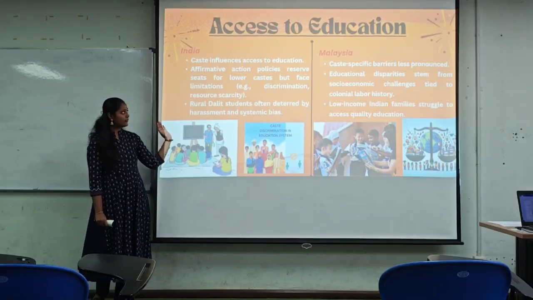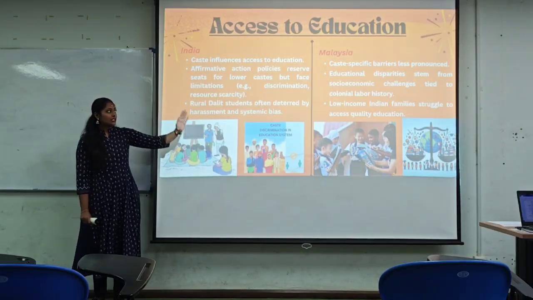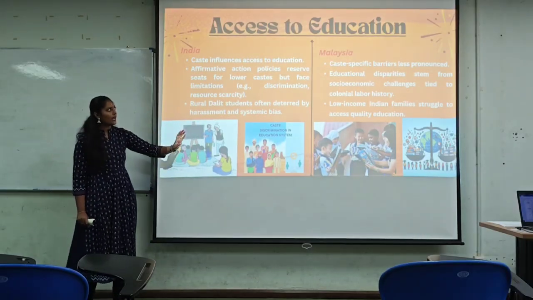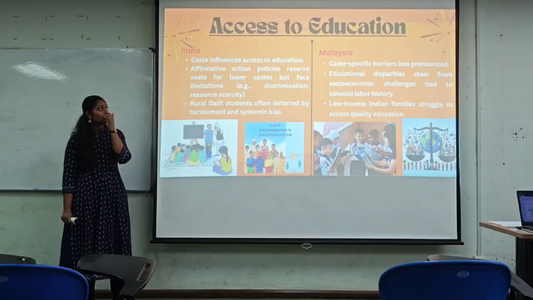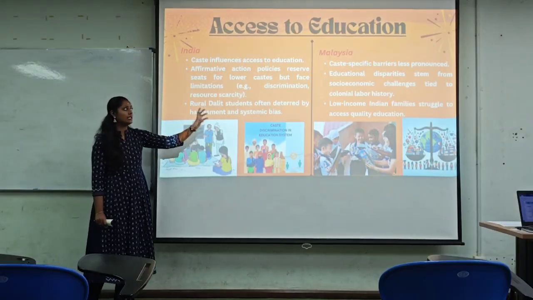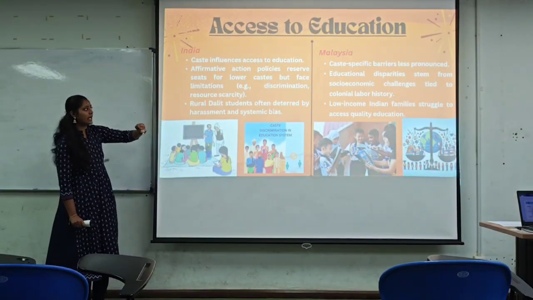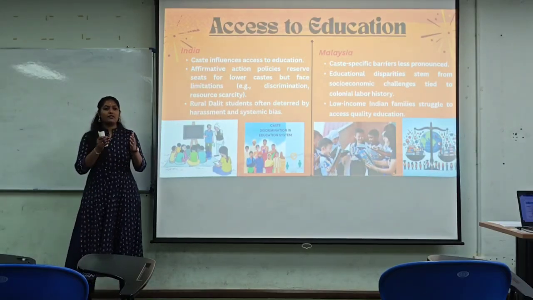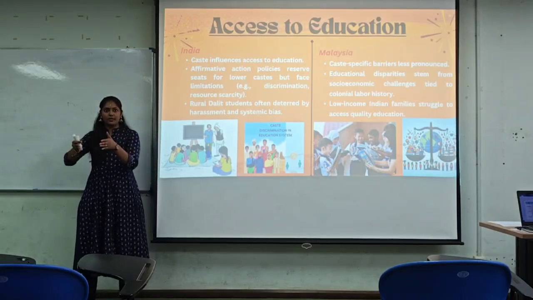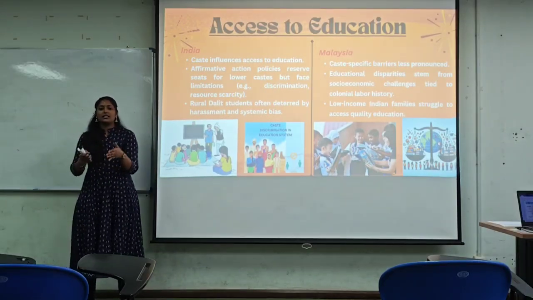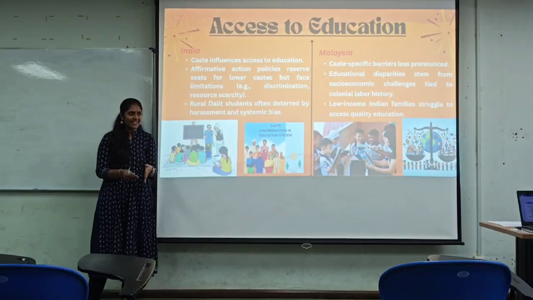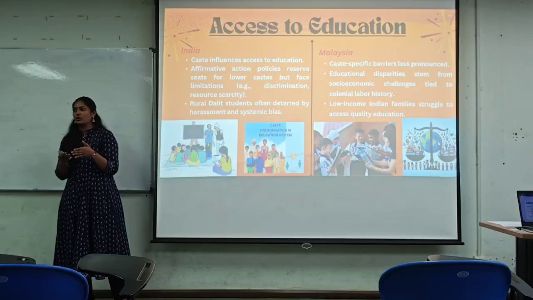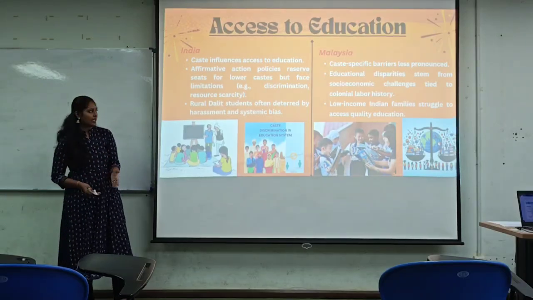So if we compare to Malaysia, Malaysia doesn't have the caste-specific barriers. That's less pronounced, and I think there are no caste-specific barriers at all. But the barriers are based on the colonial labor history, where the educational disparities stem from socio-economic challenges, where we were divided by the British between the three races, and till now, as I said, there are certain families who start in a low-income family in the estates, and they are not able to take the education access.